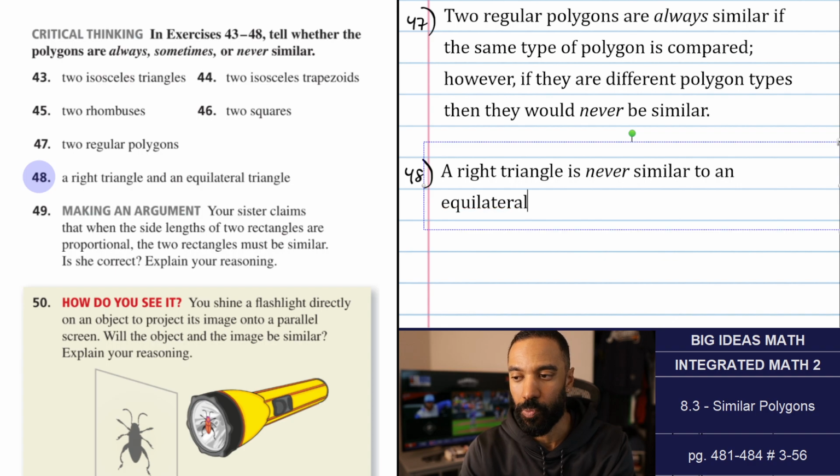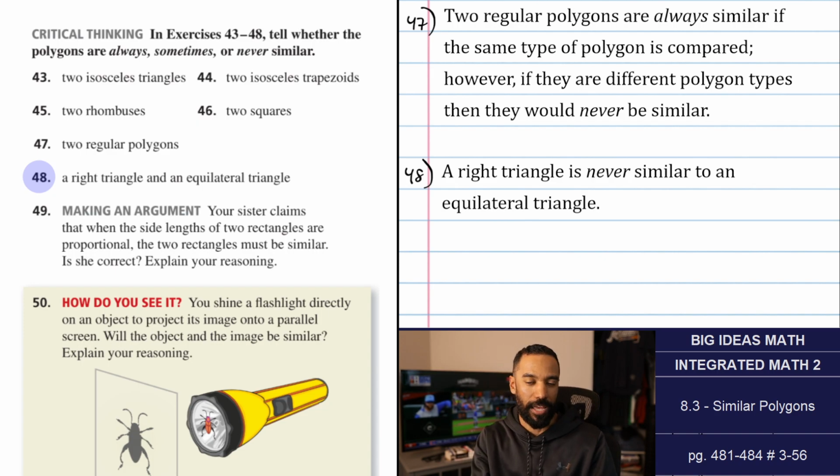And a right triangle has at least one 90-degree angle. So if they have one set of non-congruent angles, then they're never going to be similar.